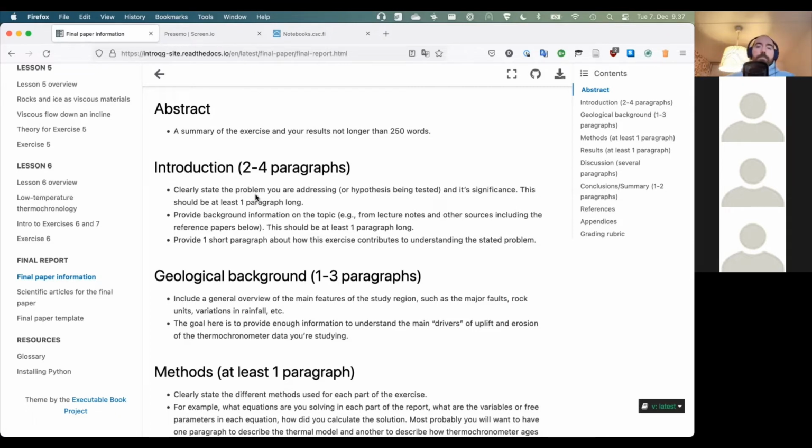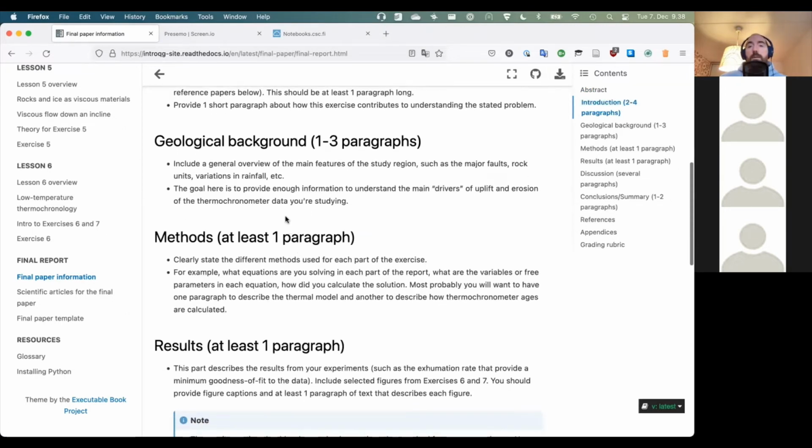And you can use things out of the lecture notes to give some background information after you've stated what the general problem is. And maybe then you would have a short paragraph that says what you're going to do, so that you're going to use some numerical model and estimate ages and compare them to see how well they fit the age data. Then there's a section about the geological background.